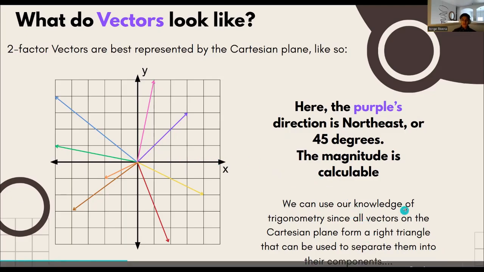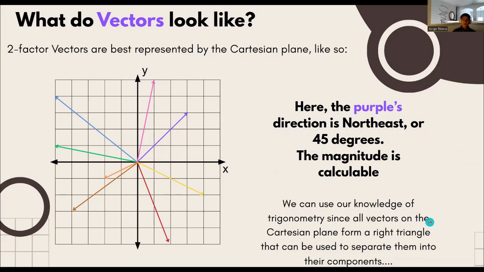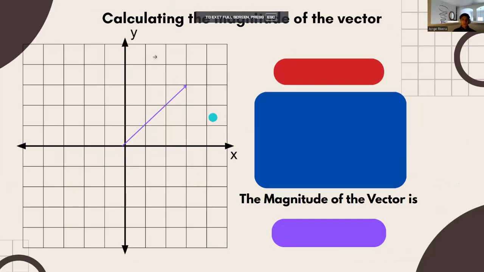We can use our knowledge of trigonometry, since all the vectors on the Cartesian plane form a right angle that can be used to separate them into their components. So, calculating the magnitude of a vector. Here we have isolated the purple vector that I was talking to you guys about. We can see that the vector goes to the right on the x-axis a certain amount.